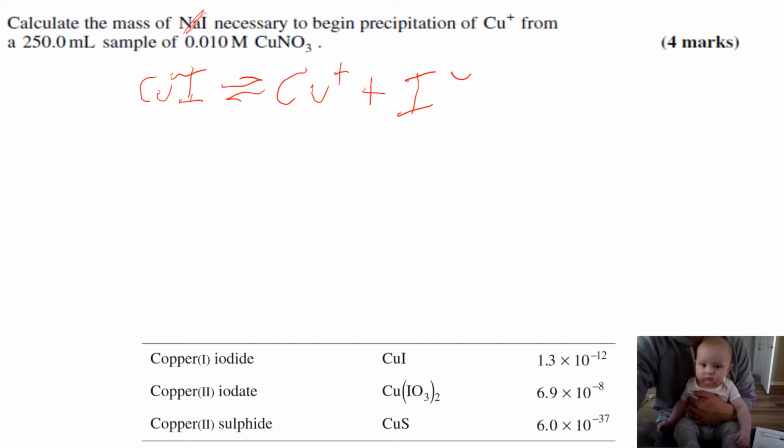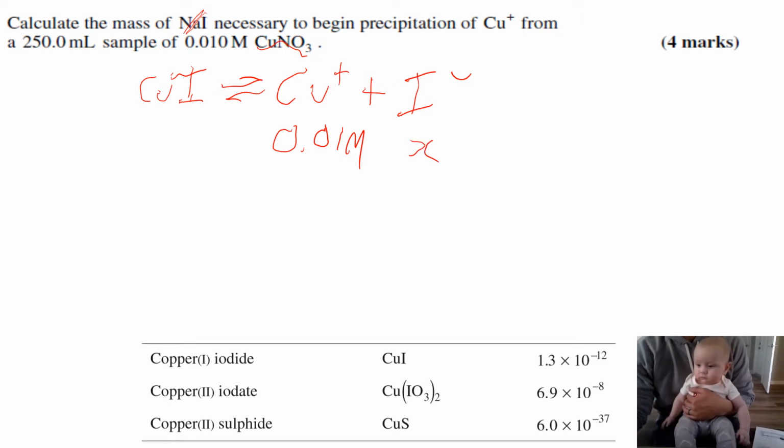Now, since copper nitrate is a 0.01 molar solution, this means the copper is going to be also 0.01 molarity, and we need to find out what is the concentration of the iodide in there.